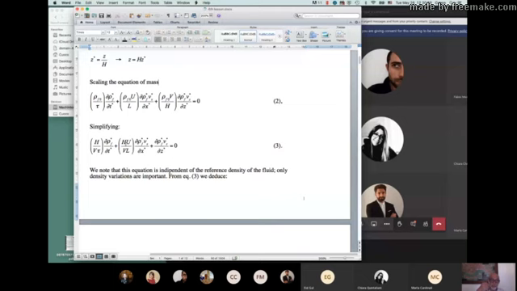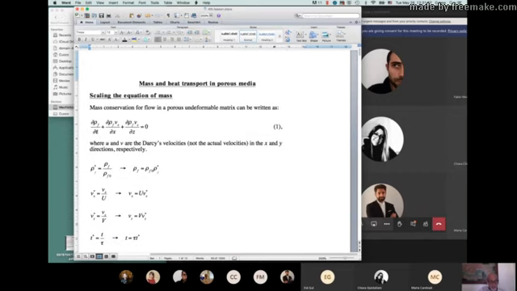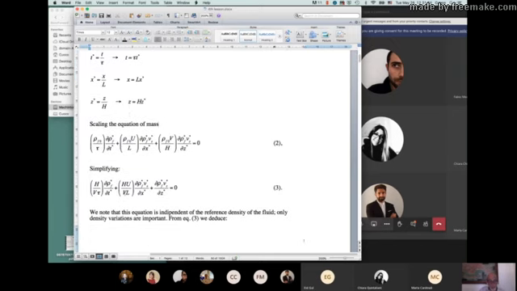What is important here? Again, applying the Buckingham-Pi theorem, we had 1, 2, 3 parameters, and each of these had some dimensions. So 3 minus 1 equals 2, and so I get here 2 dimensionless parameters.